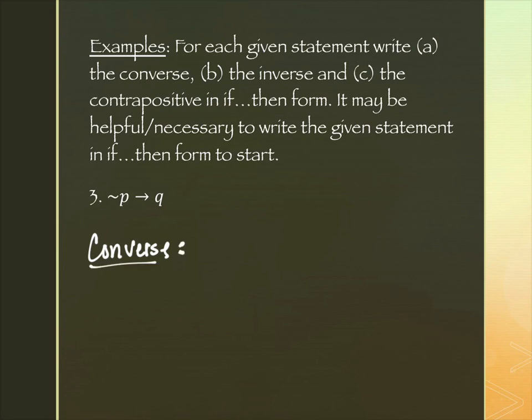Converse does what to the statements? It switches them. So Q will come to the beginning, tilde P will come to the end, and the arrow remains between. What does inverse do? It negates both of them. So instead of having tilde P at the beginning, I'll have P. And then instead of having Q at the end, I'll have tilde Q, or not Q, right?